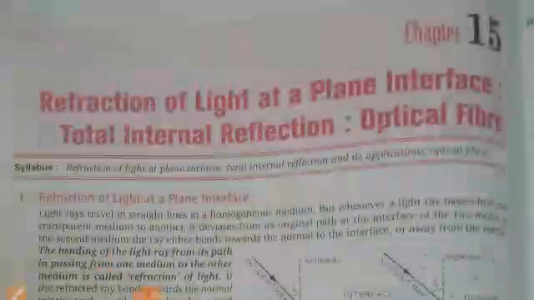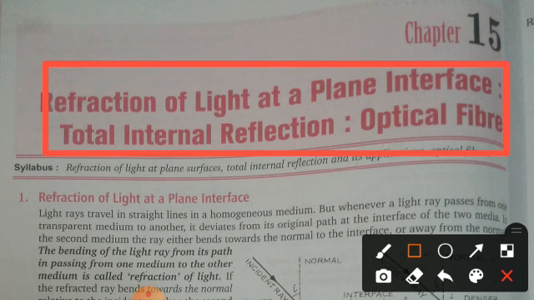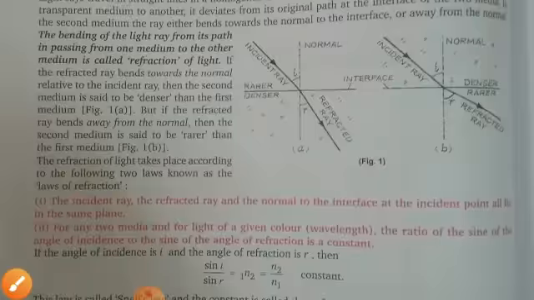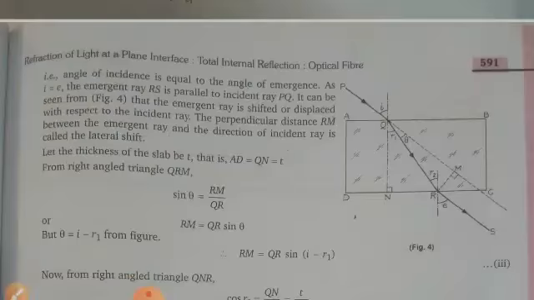As you all know, we were discussing the topic of refraction of light at a plane interface, total internal reflection, and optical fiber. I hope you know very well that in the previous two lectures we covered most of the topics of this chapter. So in today's class we will discuss the critical angle. Fine. So let's move.